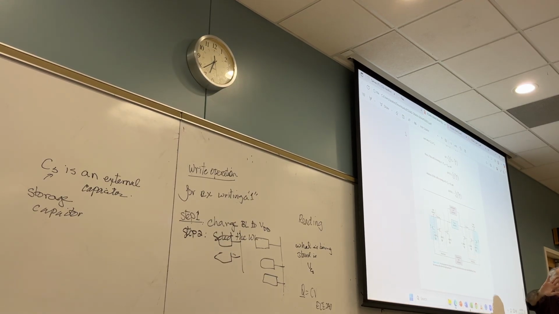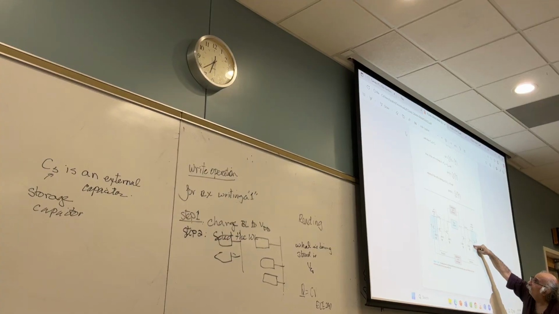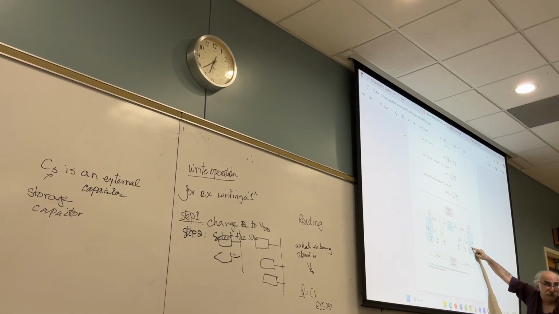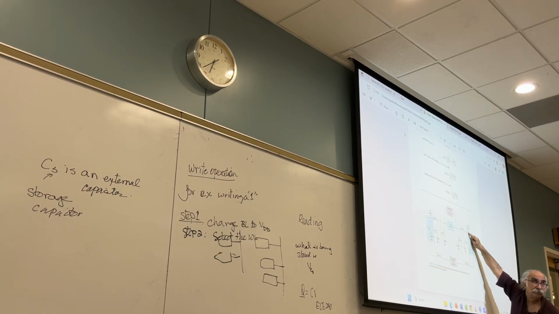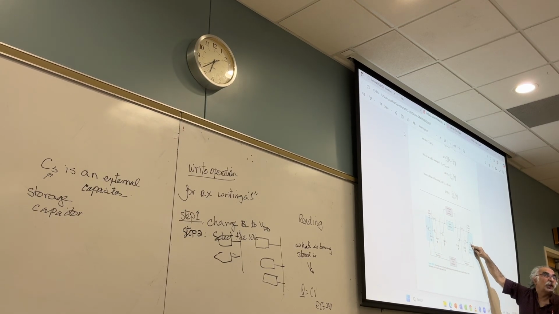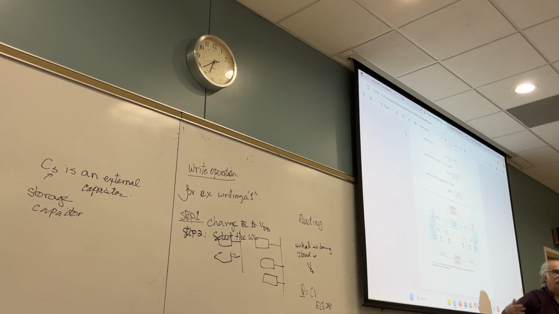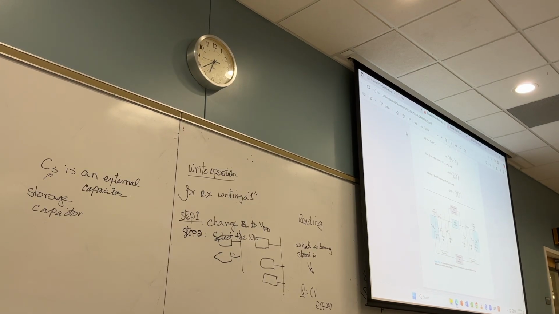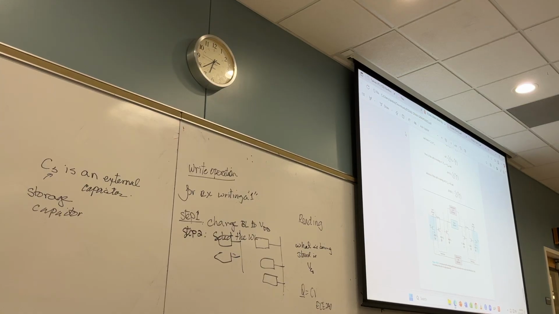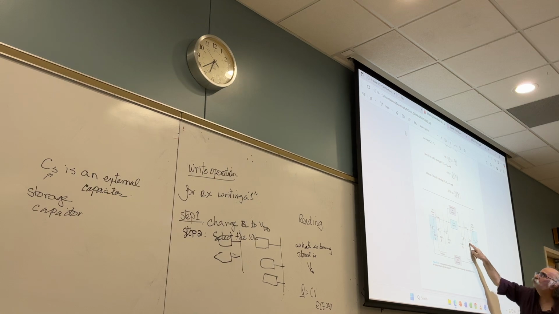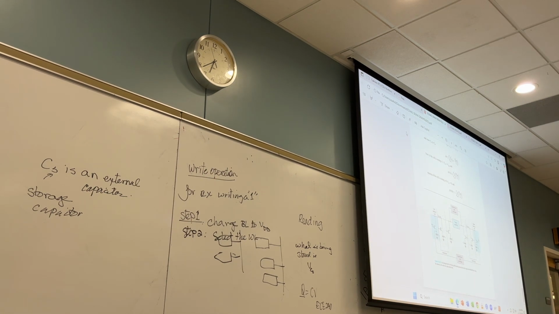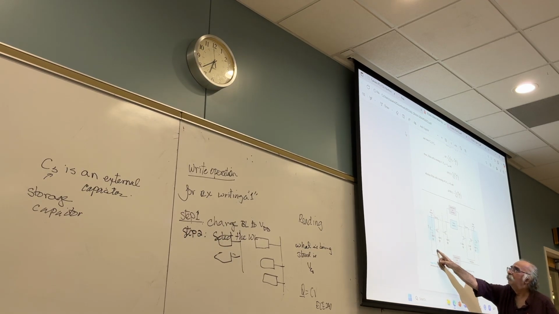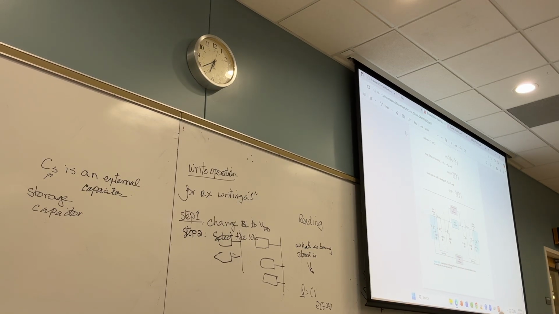This side, no change. Why? This one was pre-charged to what? VDD over 2. What is this one? VDD over 2. On, but not conducting. Why not conducting? Because the voltage on both sides is the same. VDD over 2. Yes? Any contribution from here? No. Why? They have not been selected. You select the word line. The word line selected is this one. These are not connected to the word line.